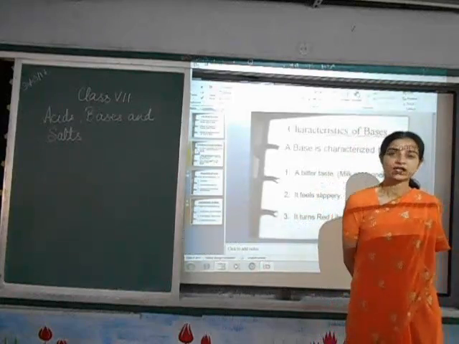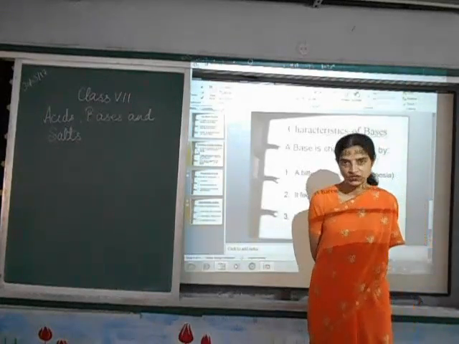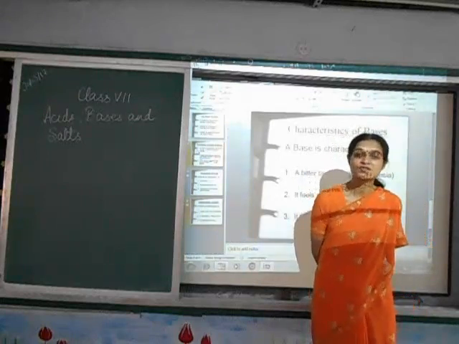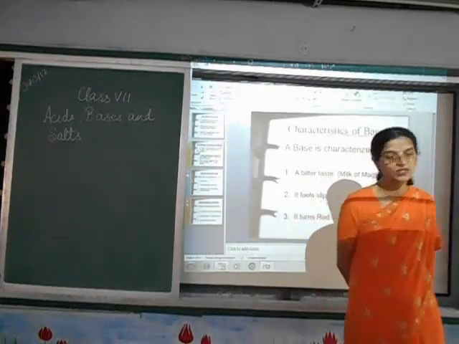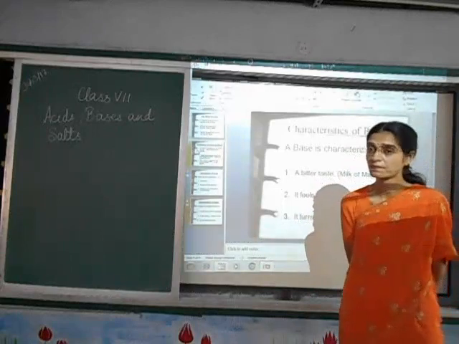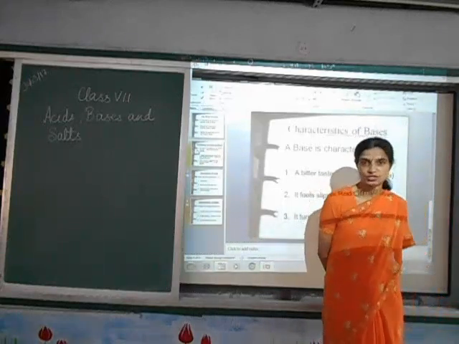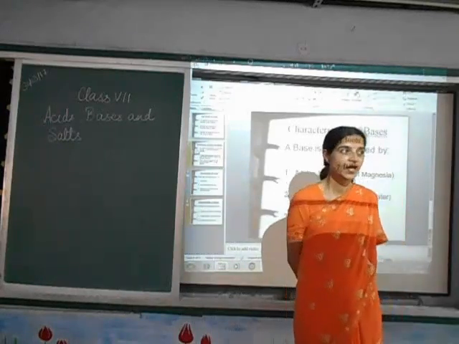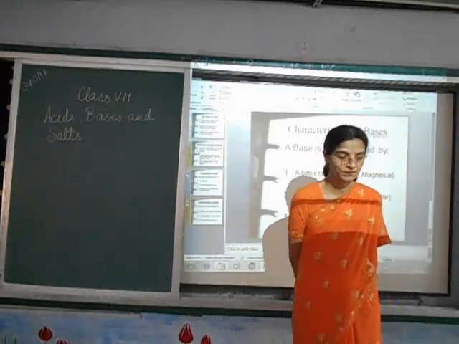Now the question comes when we talk of acids, bases and salts. An important application of acids is seen when we add vinegar to baking soda. Baking soda is sodium hydrogen carbonate or sodium bicarbonate. When both of them react with each other, they result in production of a gas which turns lime water milky, and this gas is called carbon dioxide.